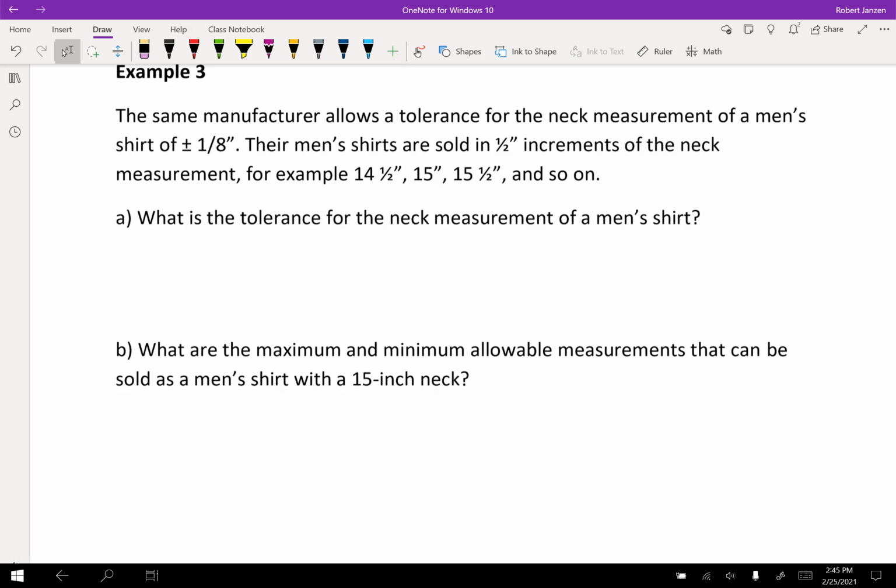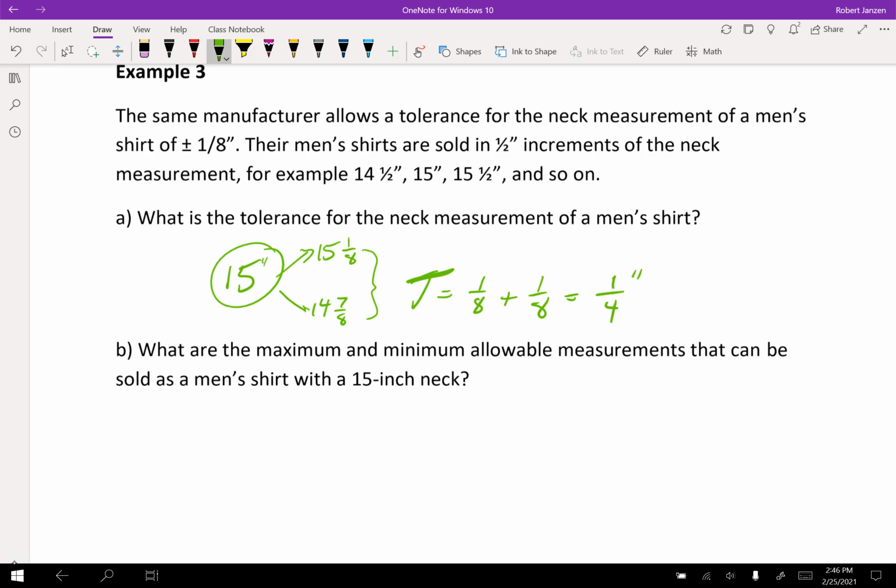Well, let's say that the shirt we're looking at is the 15-inch shirt. The upper limit would be 15 plus 1/8, and the lower limit would be 15 minus 1/8, so it would be 14 7/8. So how do I measure the tolerance there? The tolerance would be up 1/8 plus down 1/8. It could be as much as 1/4 of an inch from one to the other. So we're basically looking at what is the range from the biggest to the smallest.